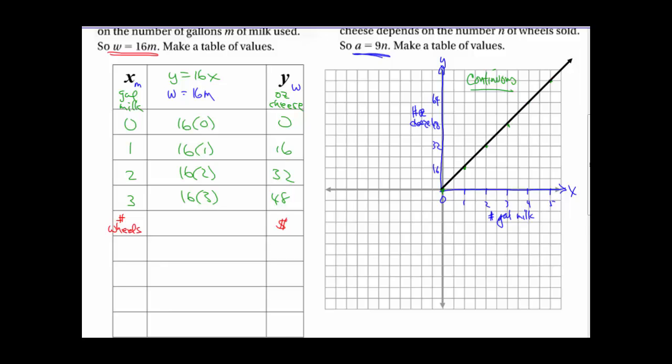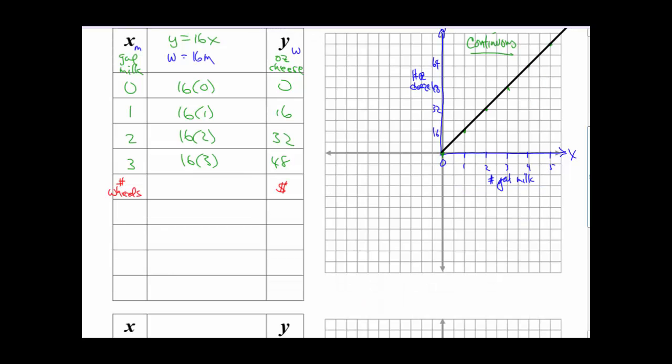If we look at the second part, which is the number of wheels, remember, we're going to say that each wheel costs $9. So if y, the cost, is equal to 9 times the number of wheels, which I think we used n, then if I start off with 0, 9 times 0 is 0. If we sell 1 wheel, then we get $9. If we sell 2 wheels, we get 9 times 2, or 18. And the last one, if we increase by 1 more wheel, we get 9 times 3, which is 27.